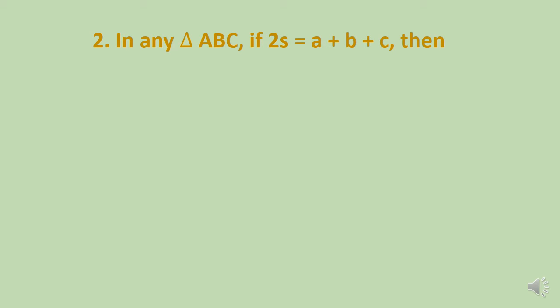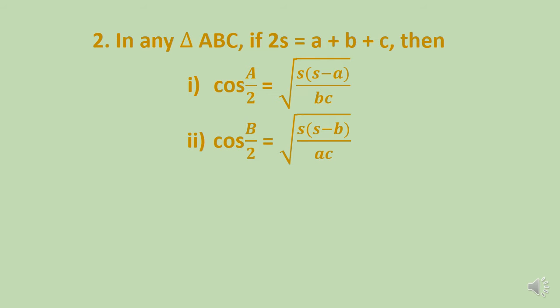Now going further, in any triangle ABC, if 2s is a plus b plus c, then cos a by 2 becomes root of s into s minus a upon bc. Cos b by 2 becomes root of s into s minus b upon ac, and cos c by 2 becomes root of s into s minus c upon ab. Let us see how to prove this now.